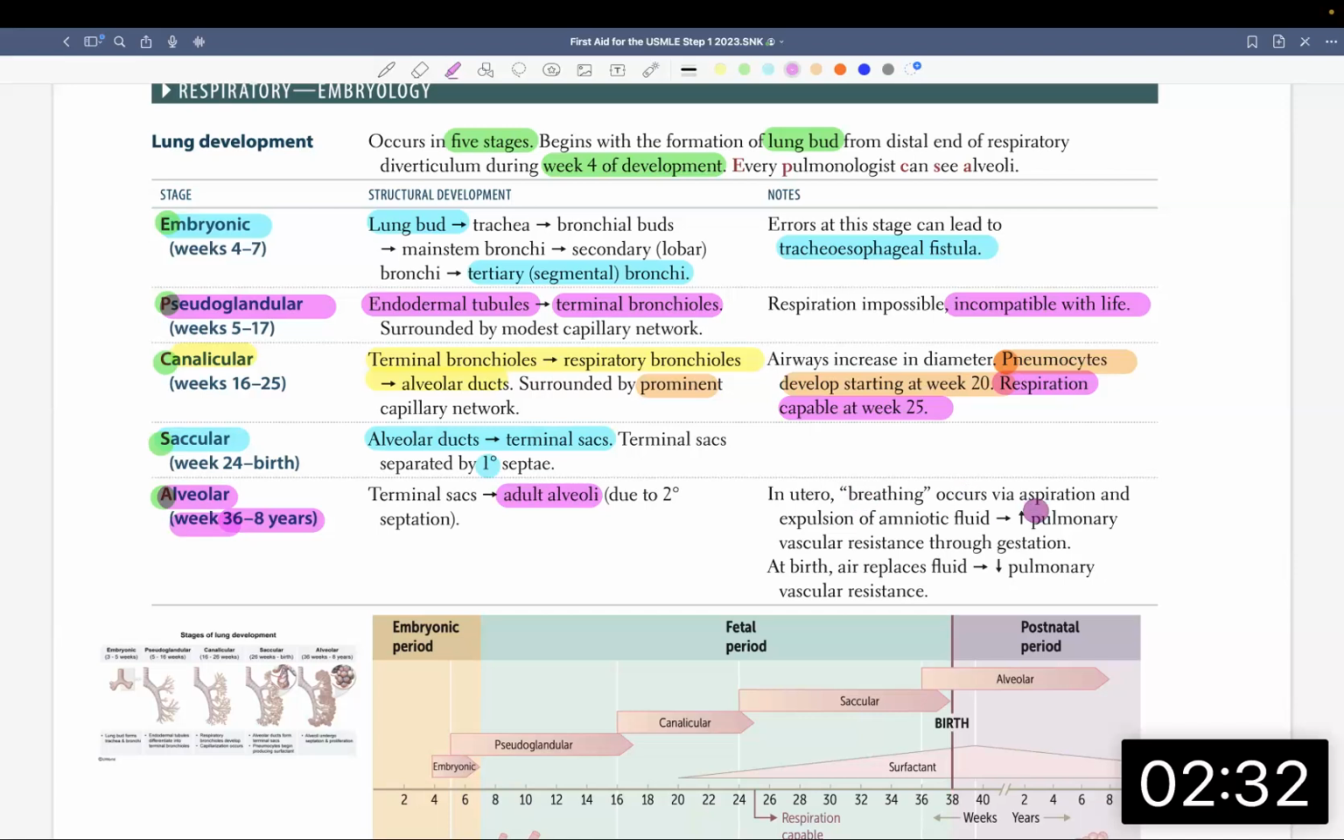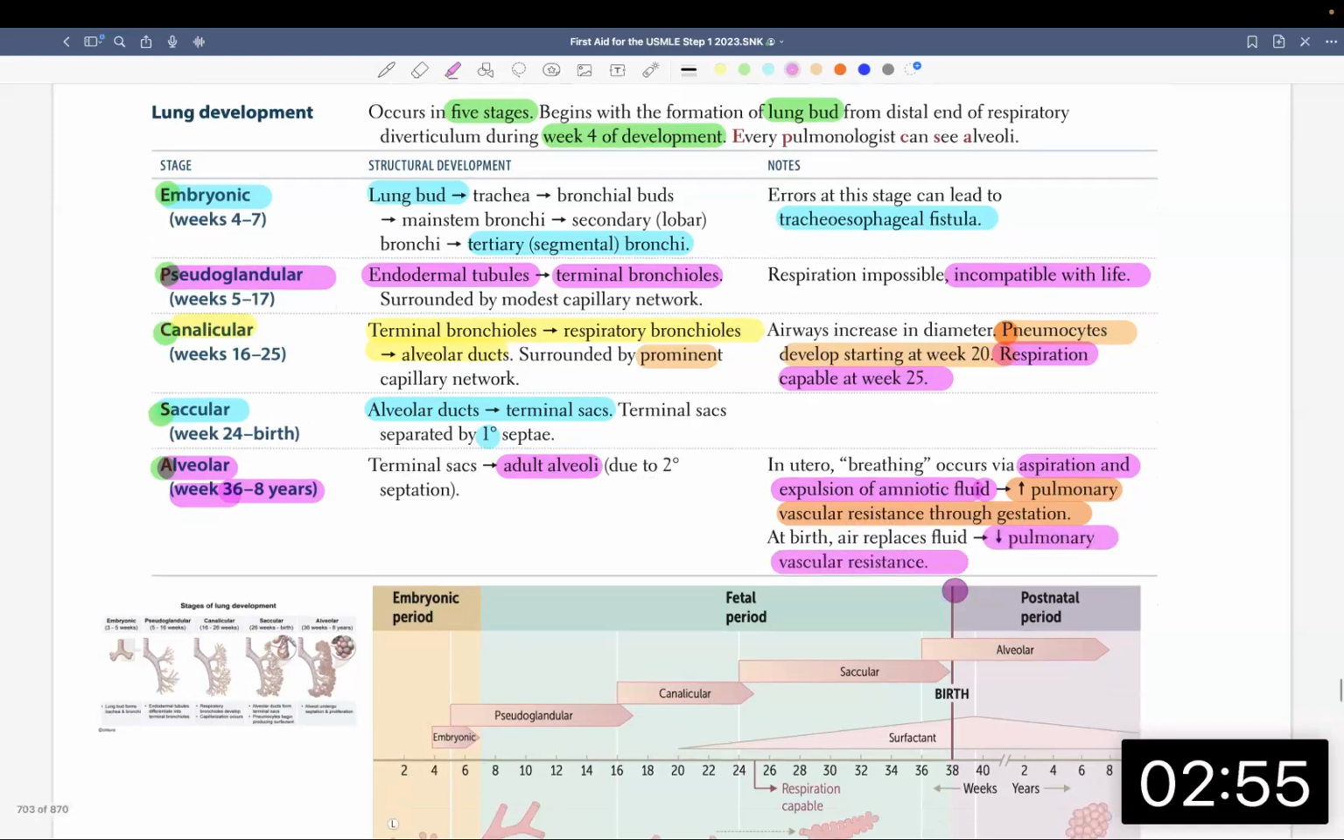In utero, breathing occurs via aspiration and expulsion of amniotic fluid. There's increased pulmonary vascular resistance through gestation, which is a high yield fact. At birth, air replaces fluid, so there's a drop in pulmonary vascular resistance. So at birth, this is the main thing.